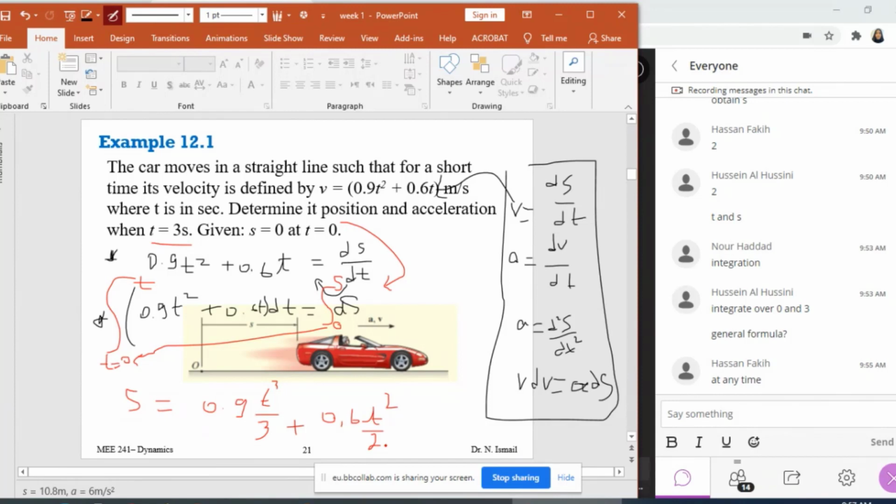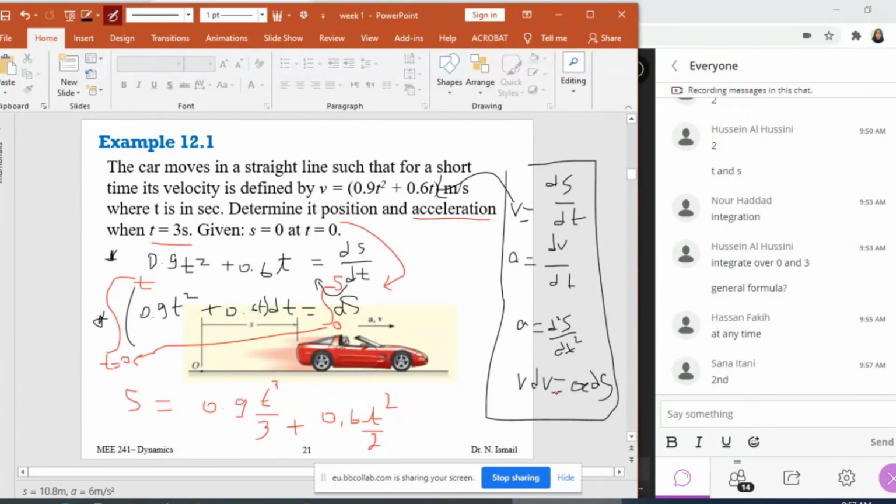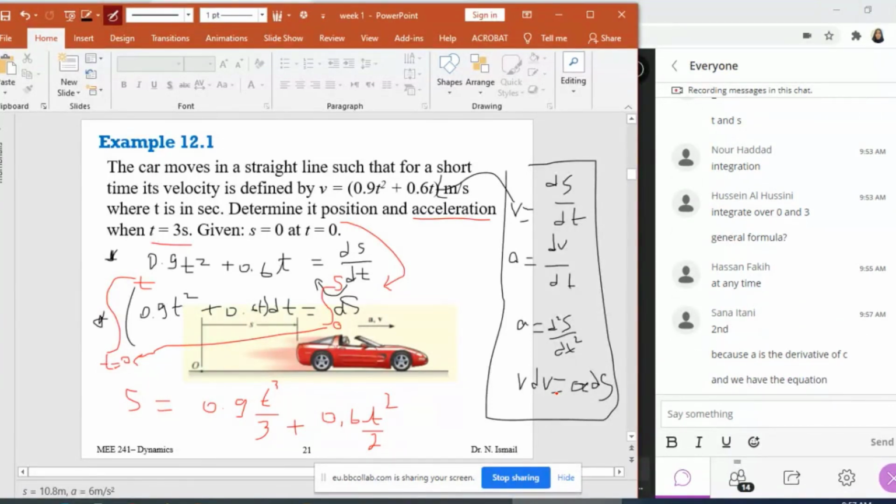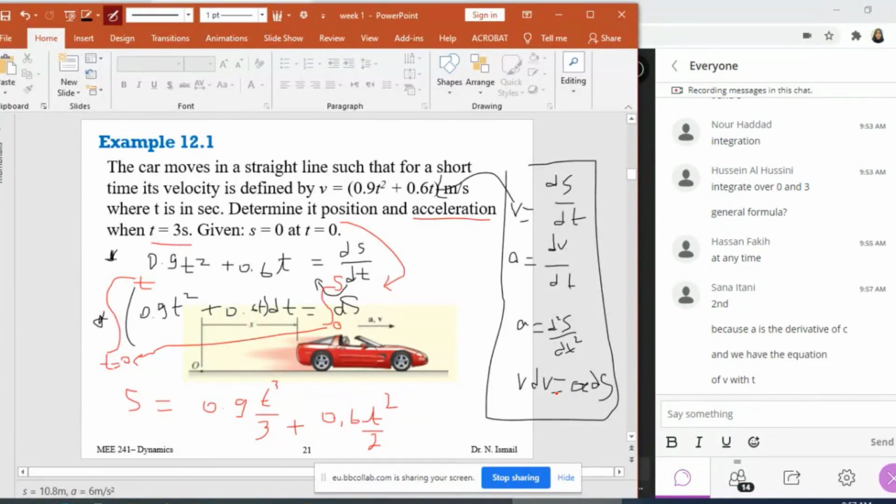What about the second part of the question, which is to find the acceleration? Which equation should I use? What do you think, guys? Is it the first, the second, the third, or the fourth equation? The second equation. Why, Sana, should I use the second equation? A is the derivative of v, and we have the equation of v. Perfect. Good answer. This is because I know the equation of v with respect to time, so I can find a. It is the derivative of the velocity with respect to time.